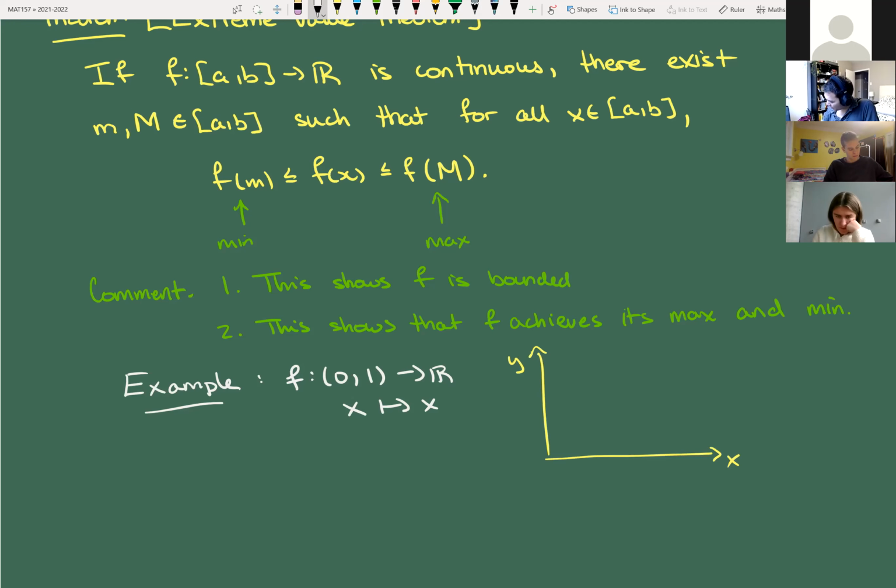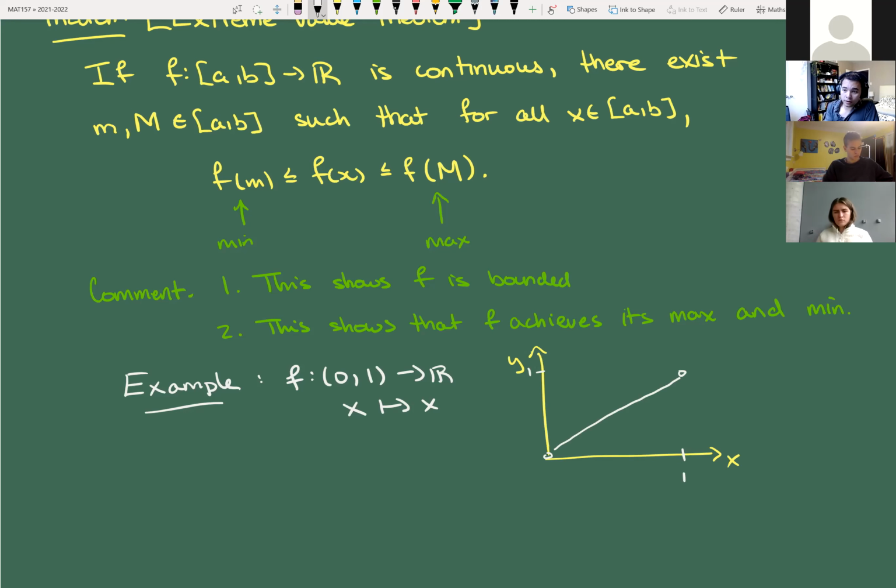Does this function achieve its maximum? What is the supremum of this function? It's 1. Is there any point where it achieves the number 1? No, right? Exactly, we can't find it because the interval is not closed. So here the function is bounded, but there is no number M in the interval (0, 1) such that 1 is actually achieved, right? Do we see this? The maximum here is not actually achieved. This function does not have a maximum, right?